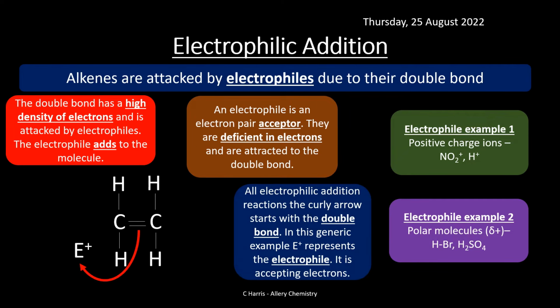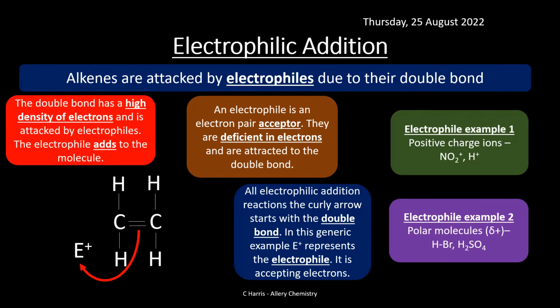So all electrophilic addition reactions have a curly arrow, and you will see more of these curly arrows right the way through organic chemistry. So curly arrows basically show a mechanism. A mechanism is a diagram to show people what happens in a reaction. And an arrow represents the movement of electrons. So arrows must go from where electrons are to where they're going to.